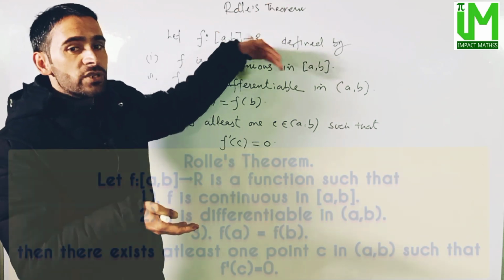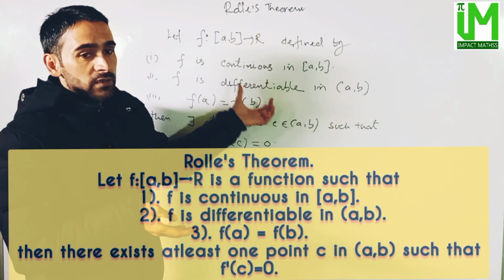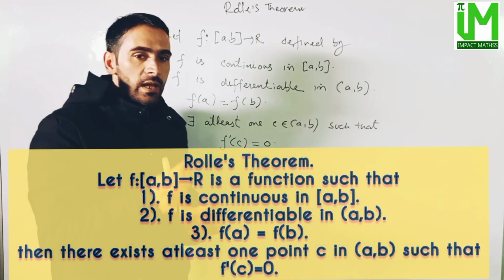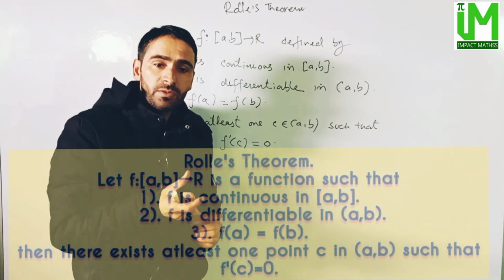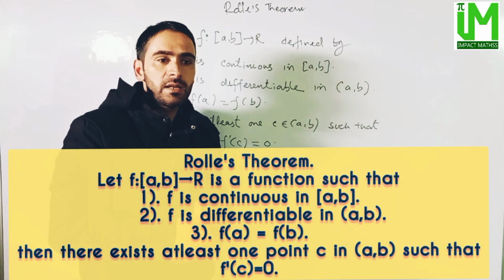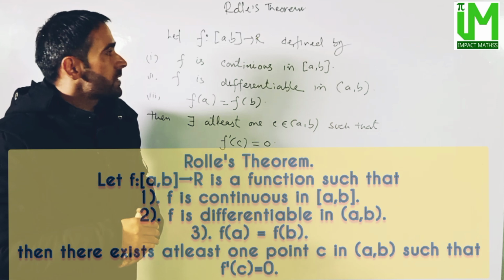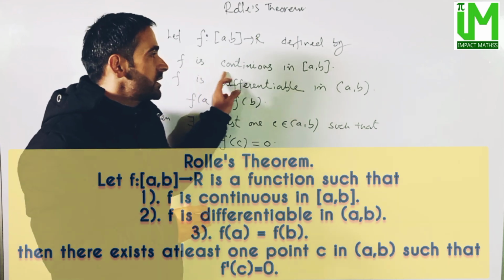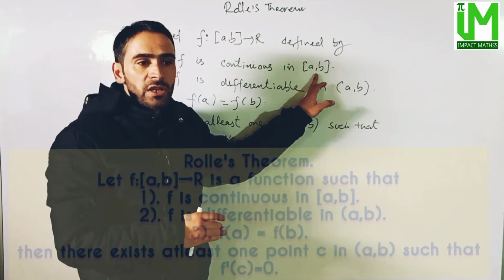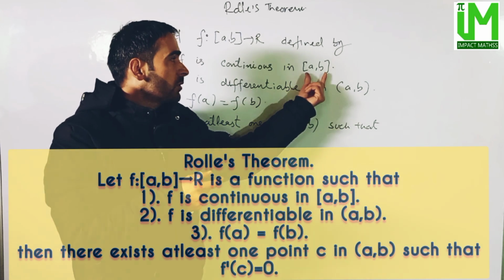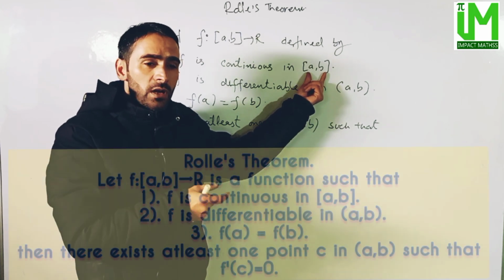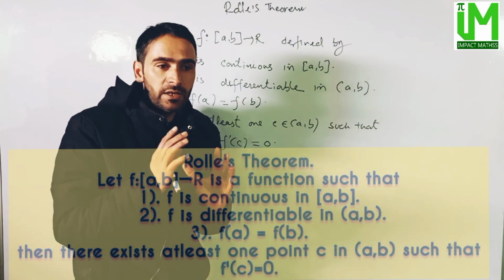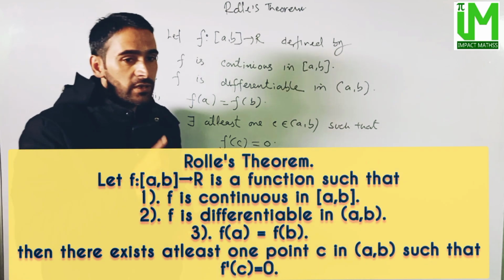A function defined from [a,b] to R, such that it satisfies the given conditions. A function from closed interval [a,b] to R, where the domain set is [a,b] and the range set is the set of all real numbers. So we have a function which satisfies the following properties. Number first, function f will be continuous in closed interval [a,b]. So f is continuous at every point of its domain.